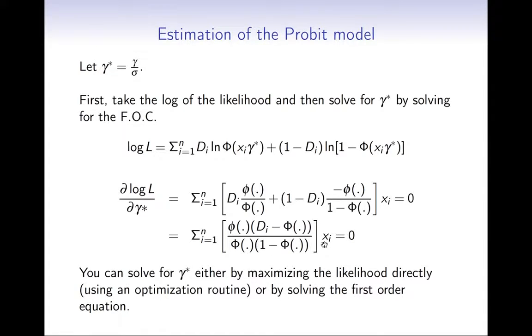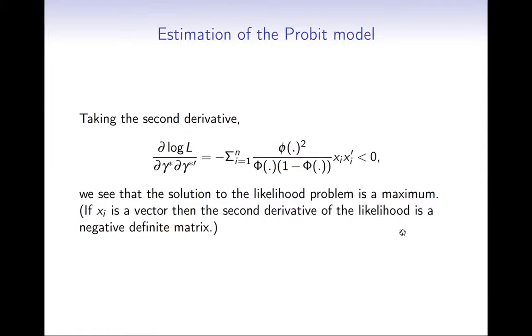So I can either solve for gamma star by maximizing the likelihood directly, or I can solve the first order condition. And we can verify that it's a maximum by taking the second derivative. I'm not going to ask you to do that, but this is the way that you could verify it's a maximum.